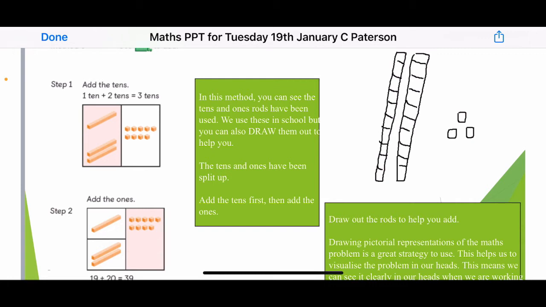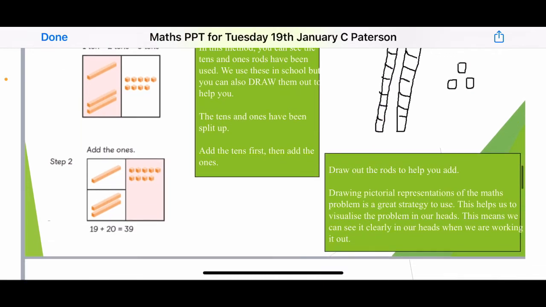So you can see in the drawings and in the pictures here that we've got 3 tens and 1, 2, 3, 4, 5, 6, 7, 8, 9 ones. And that was 1 ten from the number 19, 2 tens, and then adding the 9. So if we draw out the rods, that can help us to add too.